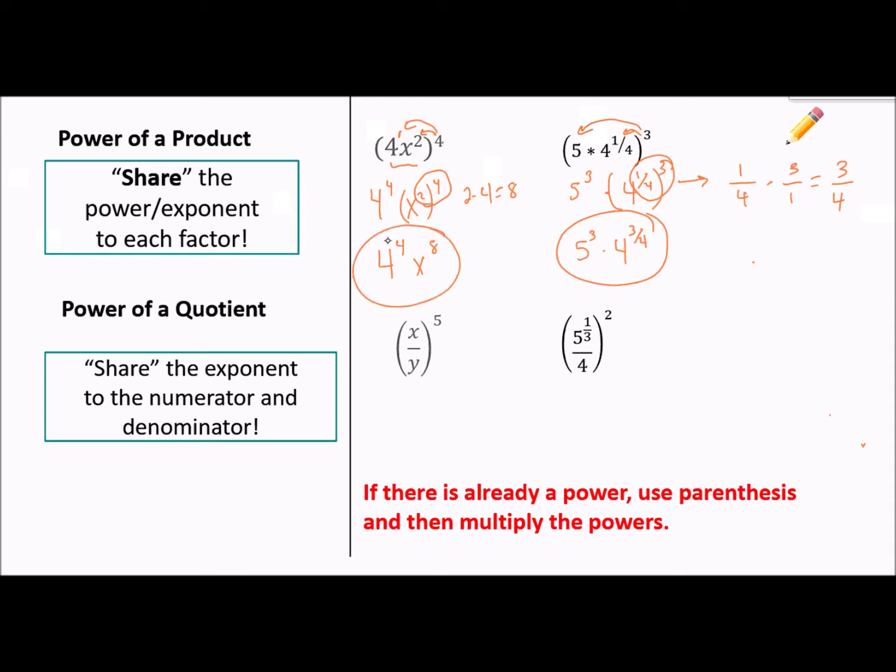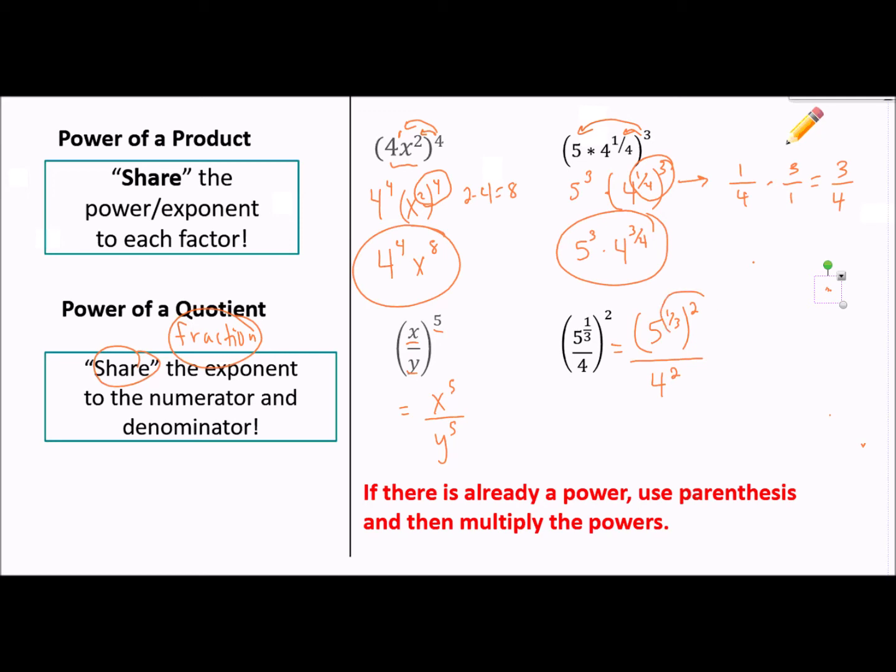Okay, and then it also works when you're dividing, right? If you've got a fraction inside, then you still share. So this 5 is going to go both to the x and the y. So now it's x to the 5th divided by y to the 5th. Okay, same thing over here. The top thing, 5 to the 1/3, oh, I hate that box, is going to get squared, and then also the 4 in the bottom gets to be squared.